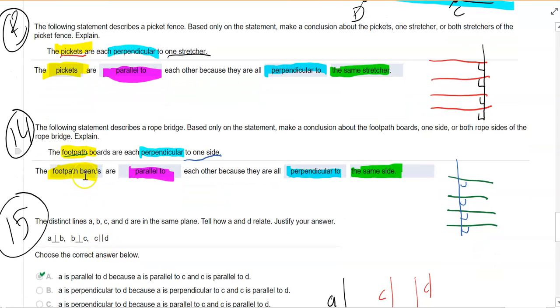And then a footpath, footboards, same thing here. Perpendicular, we see they're opposites. Perpendicular, we see they're the same. To one side, same side. So we see the same is used for those.